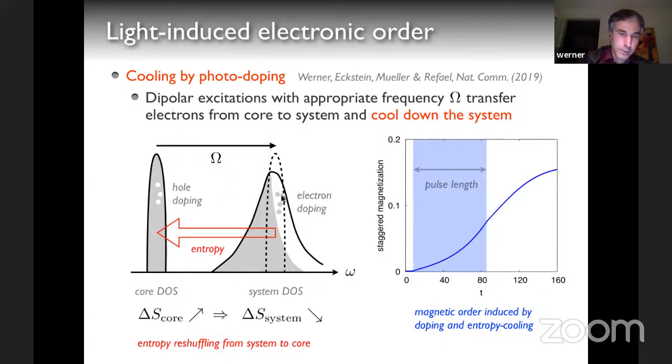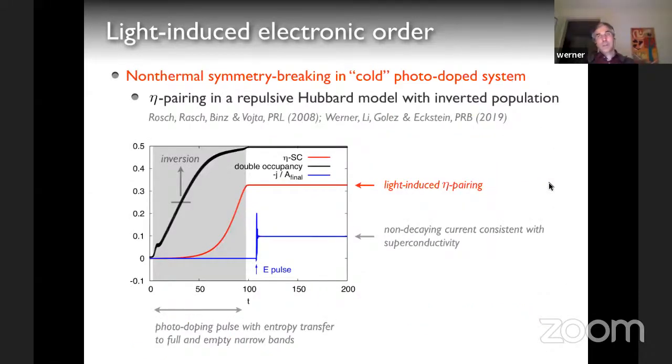At that point, the cooling effect will disappear and the system will actually heat up. But as long as these holes persist in the core band, we can realize a very strong cooling effect in the system, and in this case, for example, induce antiferromagnetic order.